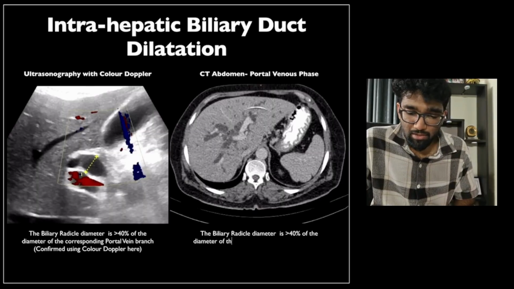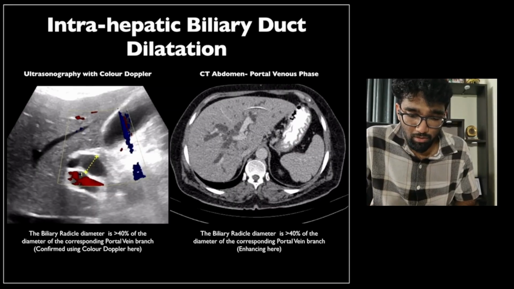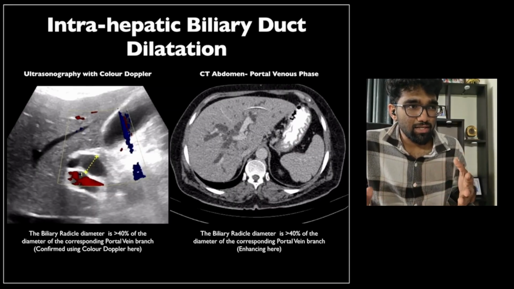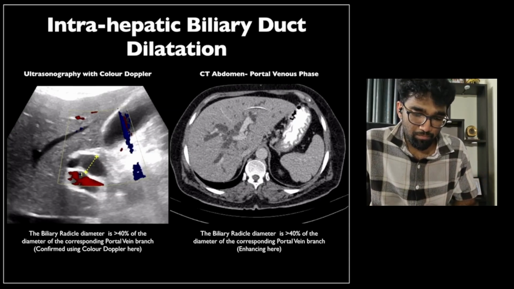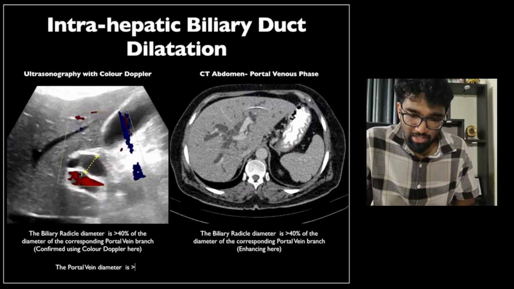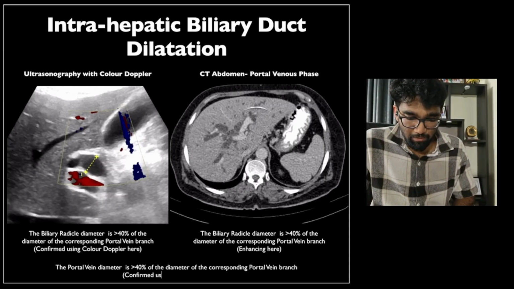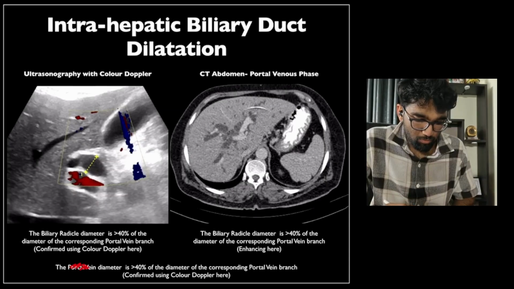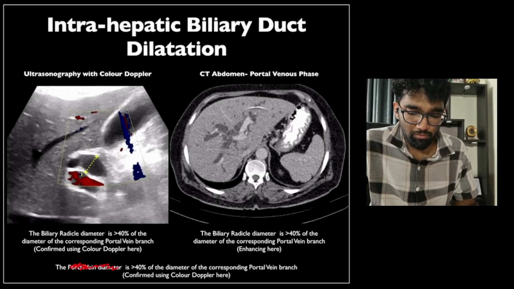The biliary radicals corresponding to the portal vein should be more than 40% of the diameter of the corresponding portal vein. Now, importantly, please remember the biliary radicals are obviously going to be full of bile, which is mostly water, so they will have water density. Now, in this case, the patient has also been given oral contrast. Okay, so the biliary radical diameter is more than 40% of the corresponding portal vein diameter, and this has been confirmed by a color Doppler here.